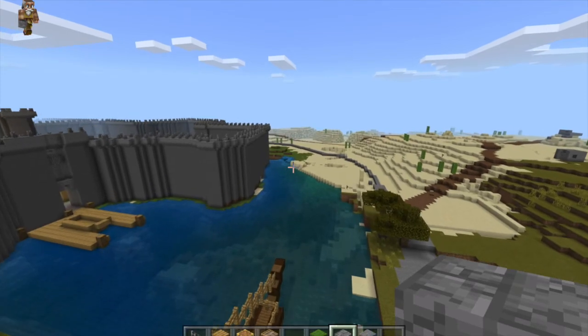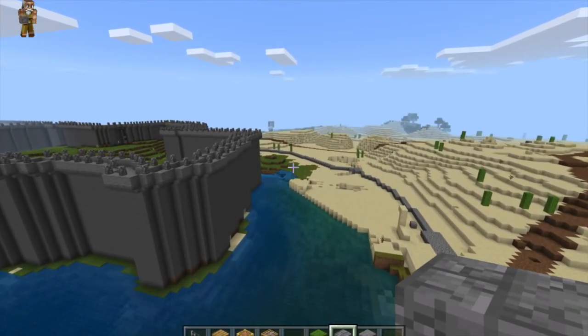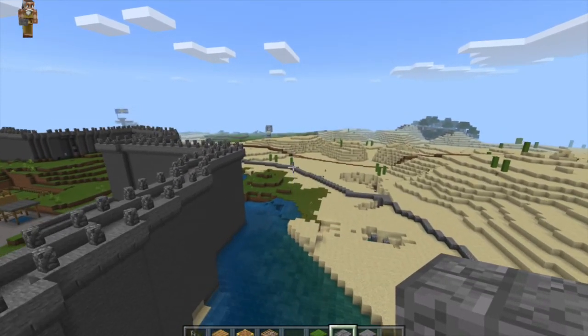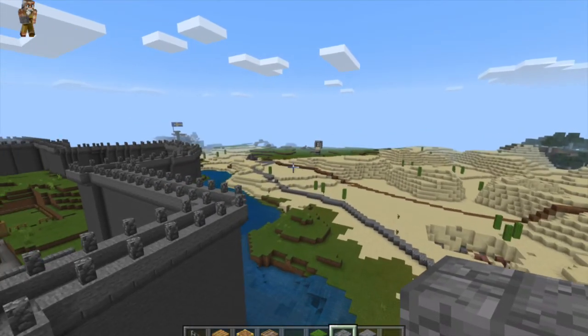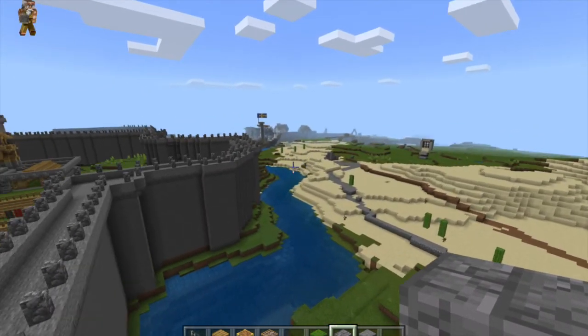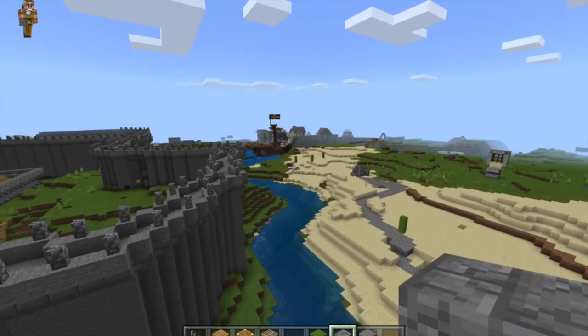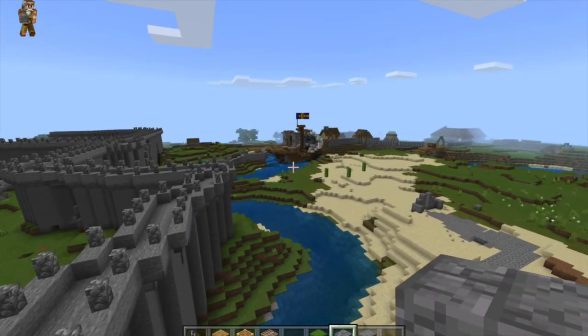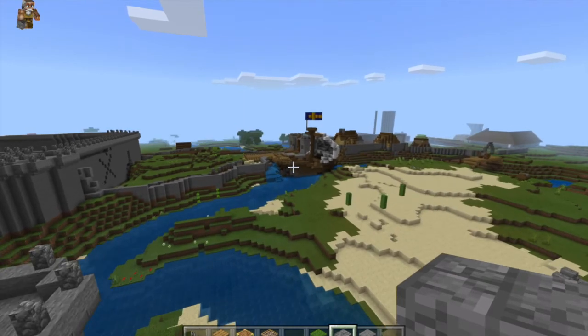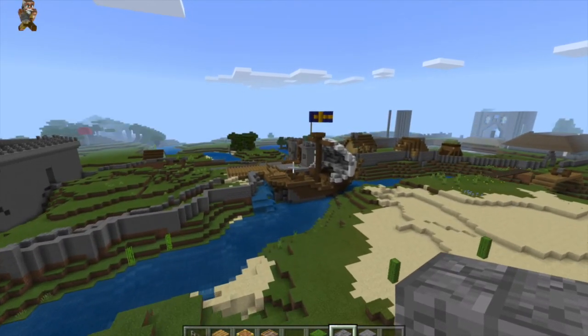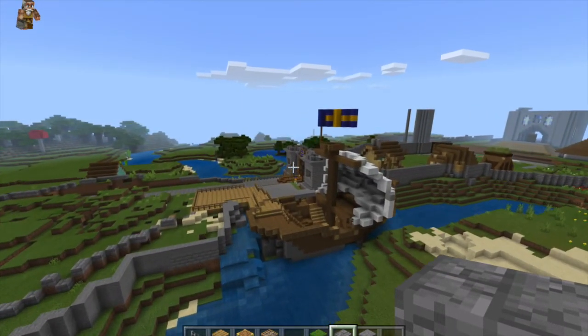Another advantageous position is building your castle next to a river or body of water. This is advantageous because water can be used as trade routes for ships, so you can get more materials and resources for your growing city. This can also be beneficial for protection because the enemies can't easily cross the water.